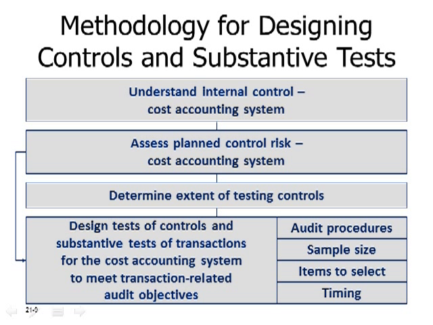And so here, again, we've seen this before in prior cycle reviews where the methodology for designing controls and substantive tests starts with understanding the internal controls around the cost accounting system, assessing the planned control risks, and then determining the extent of testing these controls. And once we determine that extent, we move into the designing of the test of controls and then substantive test of transactions for the cost accounting system to meet transaction-related audit objectives. And that last phase involves determining audit procedures, the sample size, items to select for testing, and then the timing of those testings.